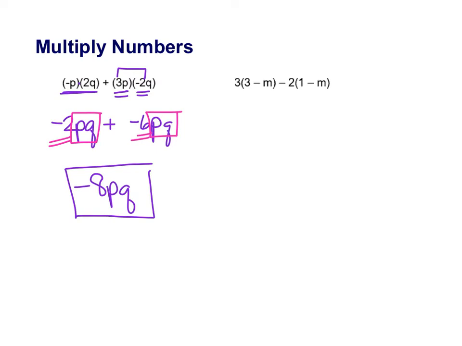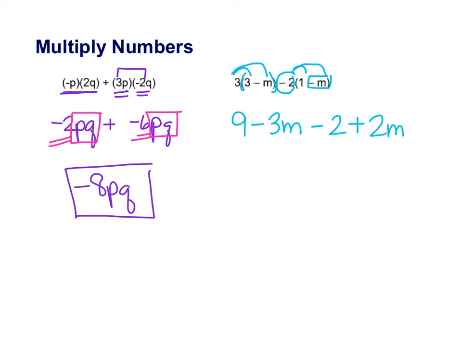Alright, this one looks very similar. I think it's a little bit different. That distributing we had in the last video. So we have parentheses, which means see if there's anything in front to distribute. 3 times 3 is 9. Be very careful about your positives and negatives. 3 times negative m is a negative 3m. And now we're going to distribute this 2, but remember the 2 is negative. Negative 2 times 1 is a negative 2. And negative 2 times negative m is a positive 2m.